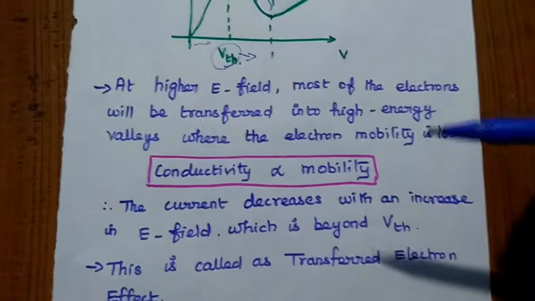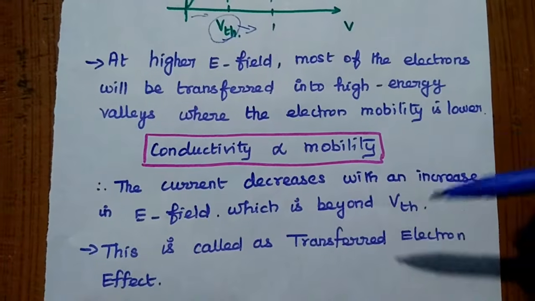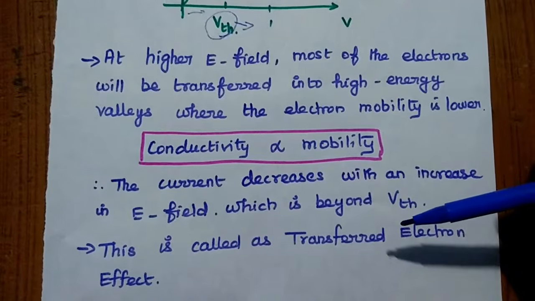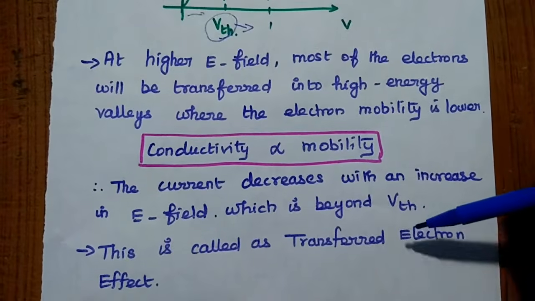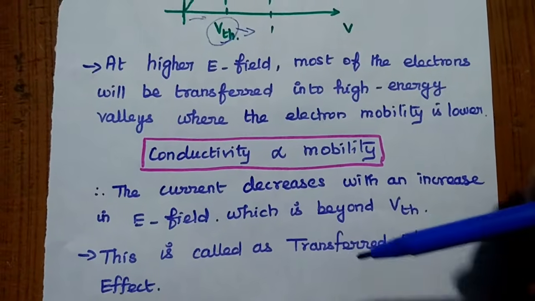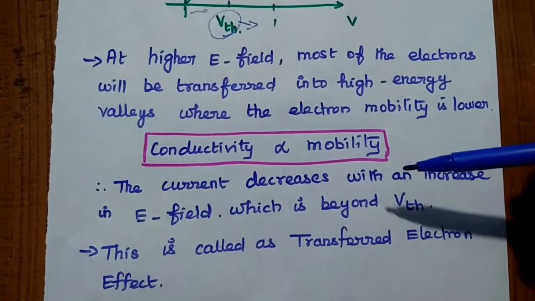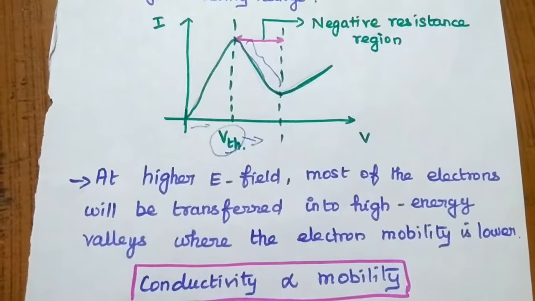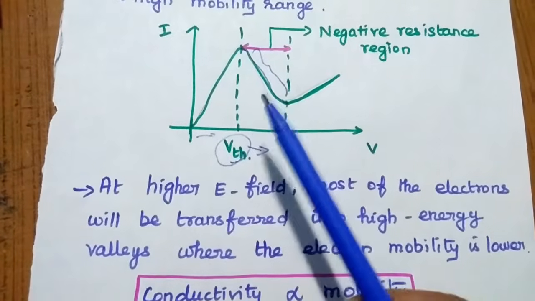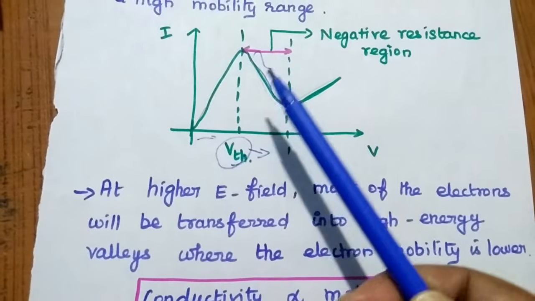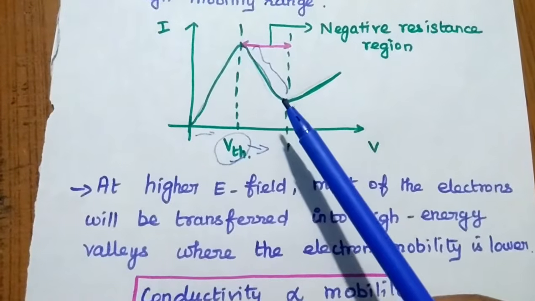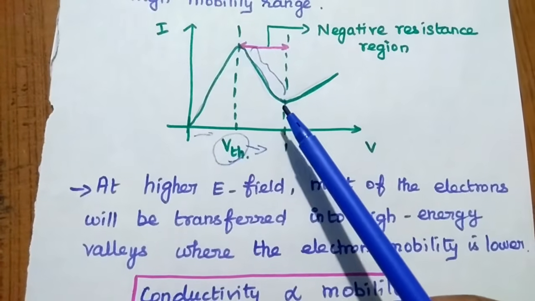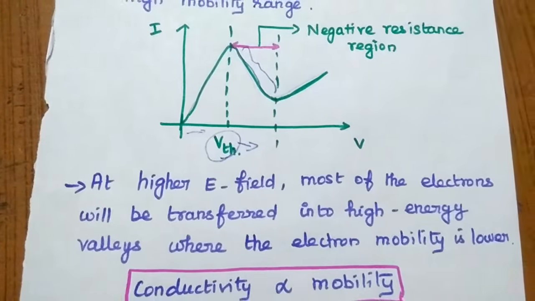Okay, so this effect is called as transferred electron effect. So transferred electron effect from the lower value to the higher value with low mobility region. In Gunn diode, we are going to use this negative resistance region to produce low power microwave signal.